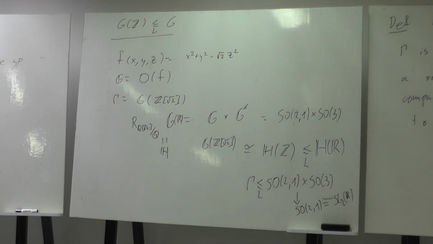And recall that two groups are commensurable, meaning that the intersection is finite index in both. And the Borel-Harish-Chandra theorem says that the arithmetic group is a lattice. And basically Nicola proved it in the case of SO(p,q).